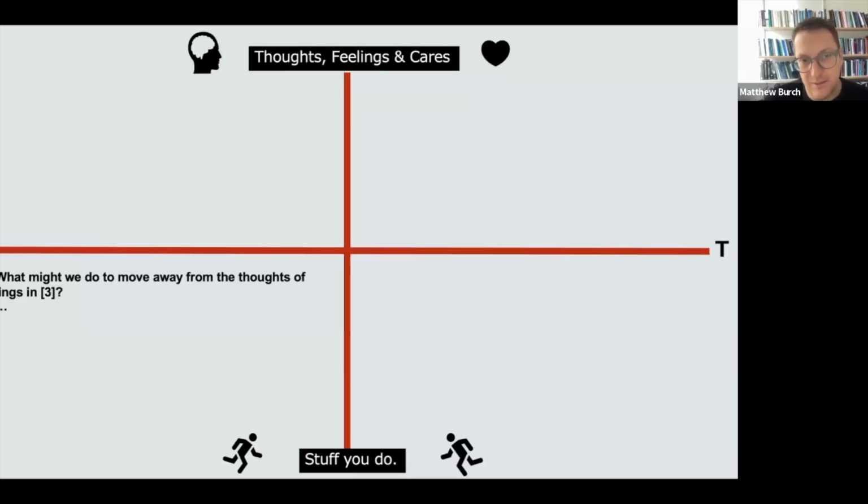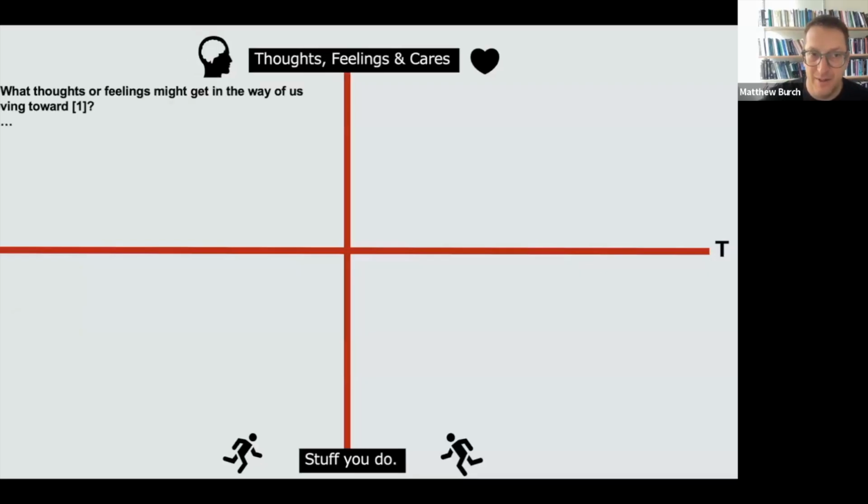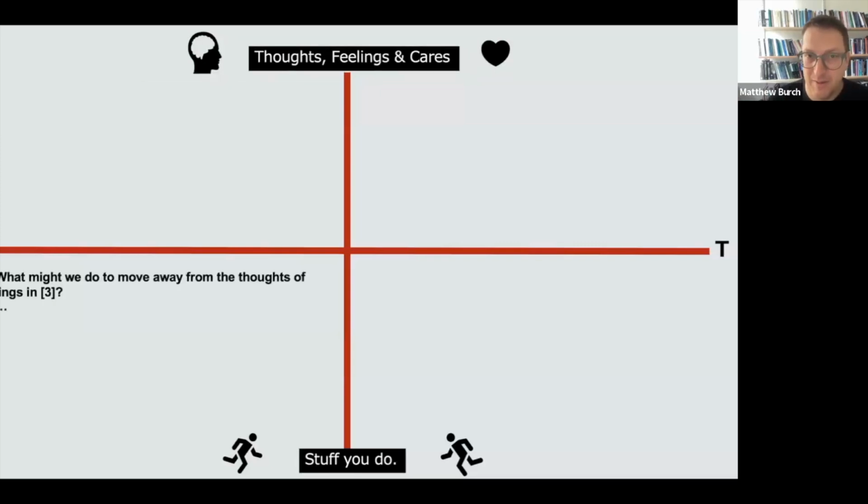And then you move down into the lower left quadrant. And again, this is where you're moving away from your goals. So the idea here is that you ask yourselves as a group, what might we do to move away from the thoughts and feelings identified in section 3? Section 3, in the upper left quadrant, is where you're identifying these thoughts and feelings that get in the way of you doing the work. And then here you're talking about the behaviors that those feelings give rise to.